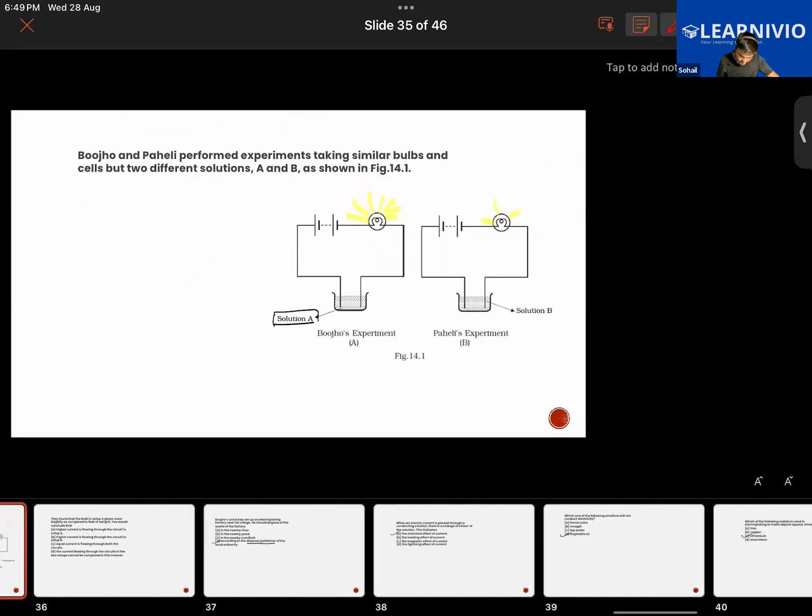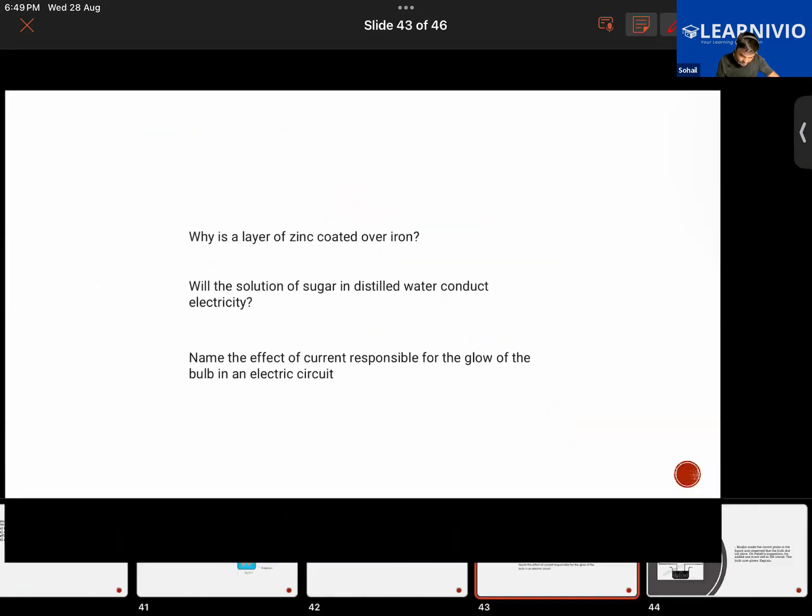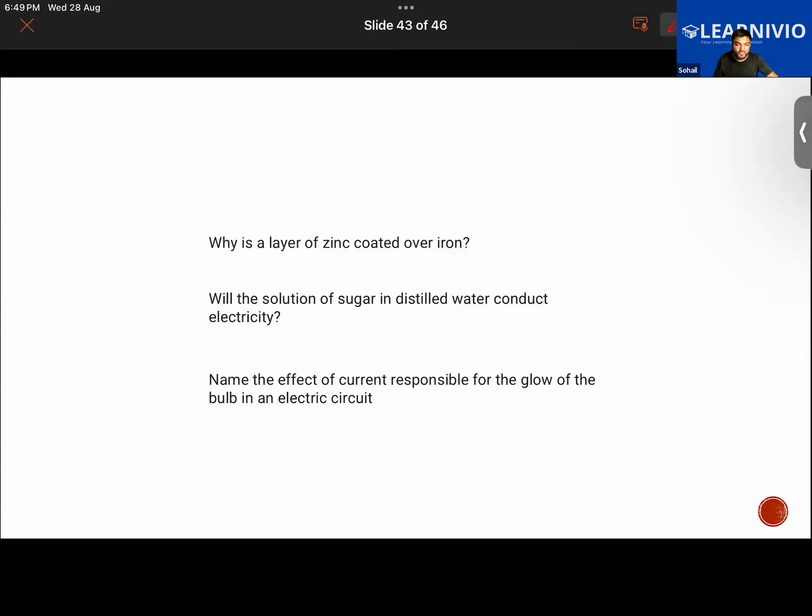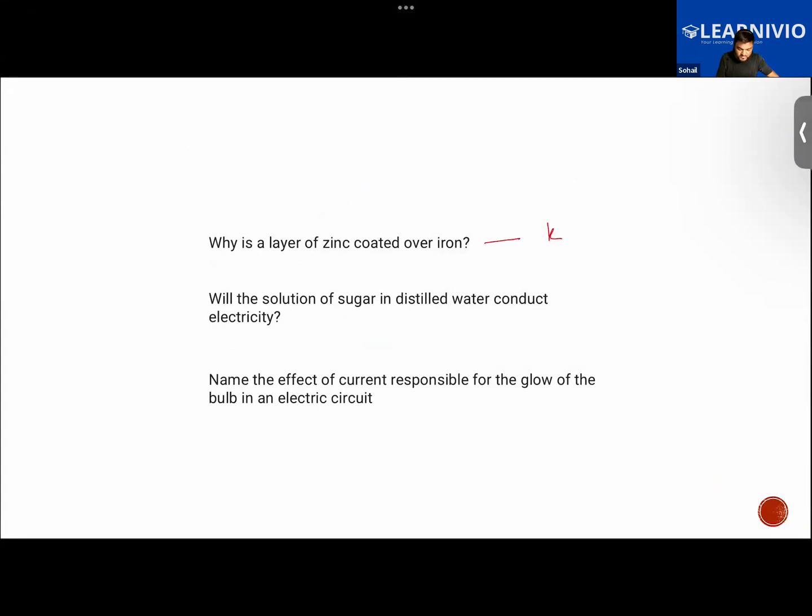We did that question. Now continue from here. Why is a layer of zinc coated over iron? Khadija, would you like to answer this one? Roni, you answer this one, the last one, and Gauri.